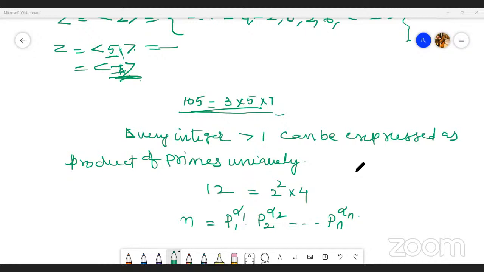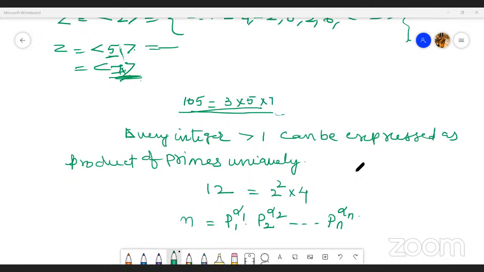You have taken AB equal to P1 into P2 into and so on, Pn. You take this as one element and call it Q, so you have AB equal to P1 Q. What do you mean by this? P1 divides AB. P1 divides AB means P1 divides A or P1 divides B.